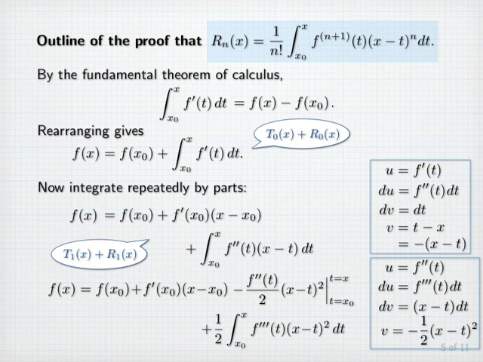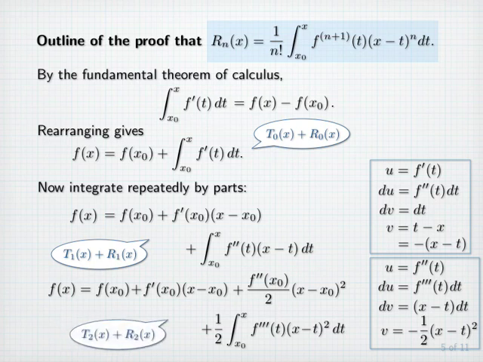Now when we do the evaluation of uv between the endpoints, that term becomes plus f double prime of x0 divided by 2 times x minus x0 squared. Notice that the first three terms here are the Taylor polynomial t2 of x, and so the integral term is precisely the remainder r2 of x. And again, that remainder has exactly the form stated in the theorem, this time corresponding to n equal to 2.